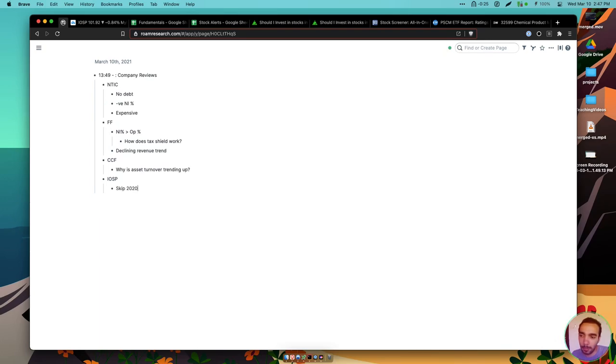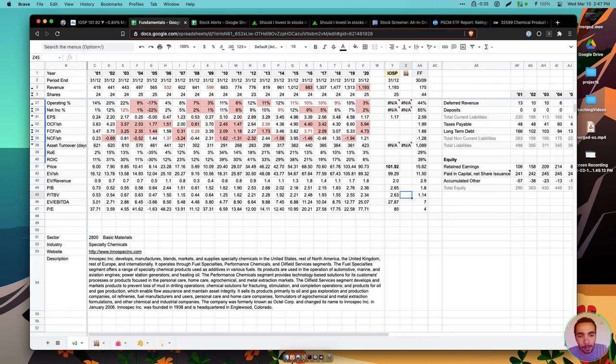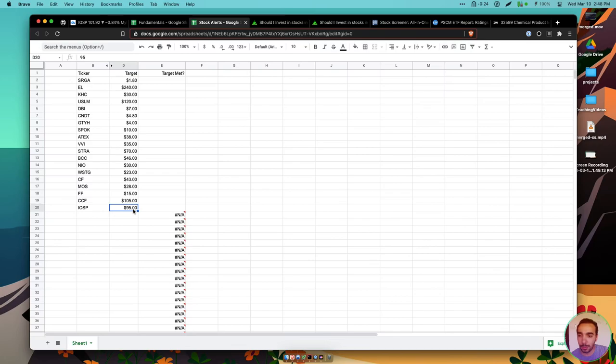Skip. Nice. Yeah, I like it. And again, you can actually compare it to FF. FF looks cheaper. Not on a revenue basis, but price to tangible book, it's cheaper. EBITDA, even if you skip that last year, it's still cheaper. That's why I like FF more. If I were to compare, I'd say FF definitely I like more.